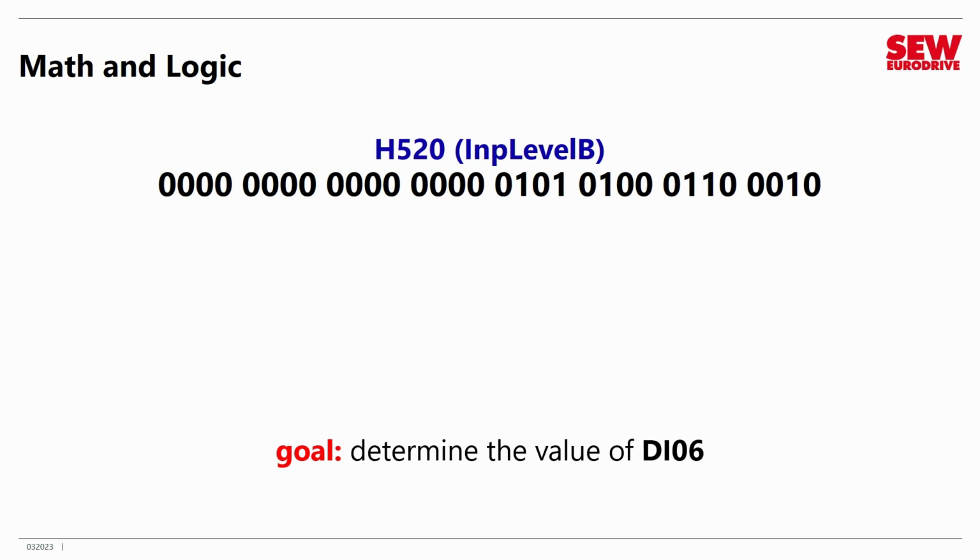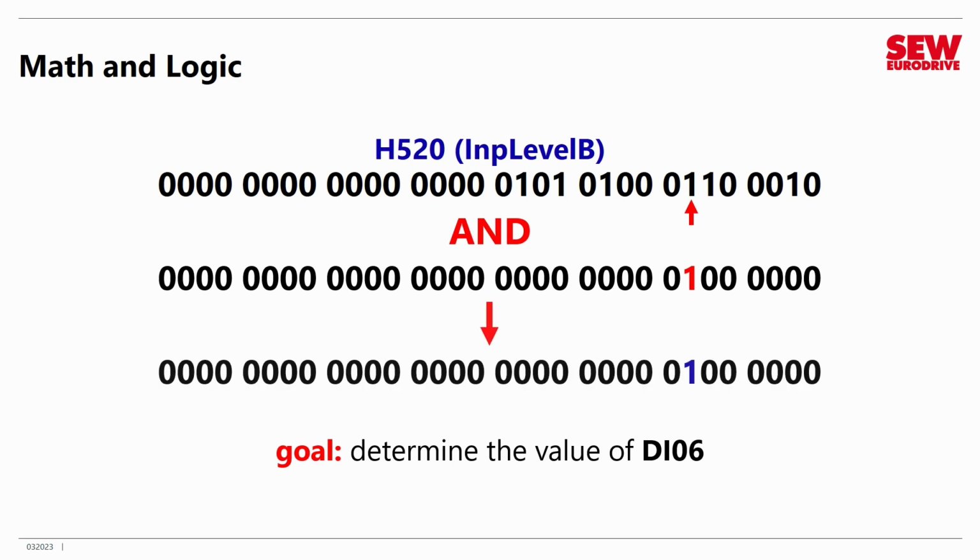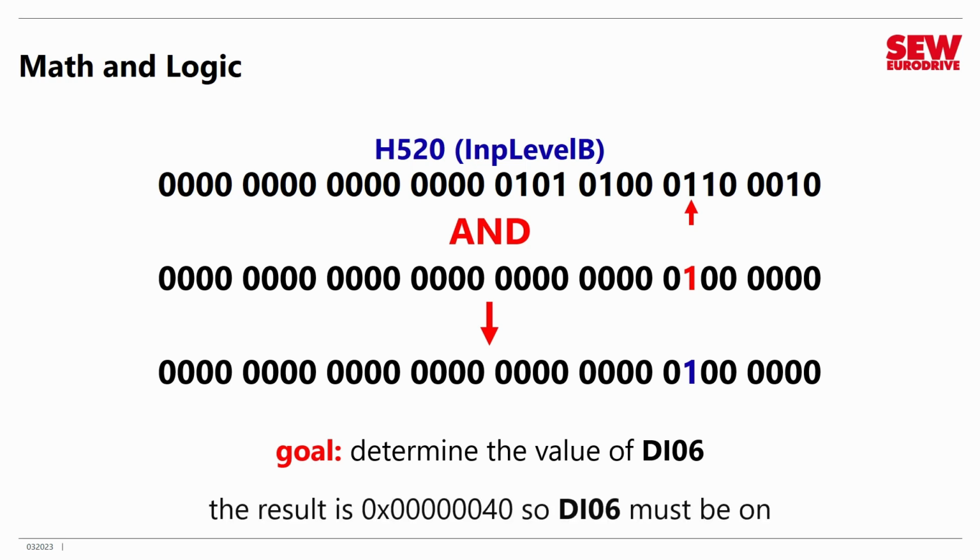Let's say I want to determine the value of DI06. That's this one, which happens to be on. I do exactly the same thing. Of course, I have to change my mask to put that 1 bit in the right location. So I AND it with the mask, and it comes back like this. There is a 1 in that location where the blue 1 is. That happens to be hexadecimal 40. So if I get a hexadecimal 40 back, DI06 must be on.